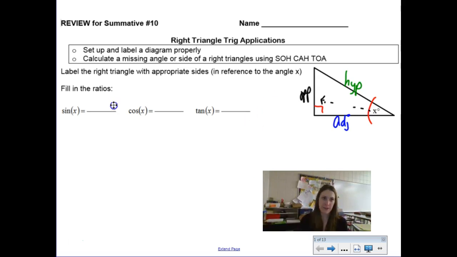So the ratios that I'm asking you to fill out here, and you can abbreviate: sine is opposite over hypotenuse. Cosine is adjacent over hypotenuse. And tangent is opposite over adjacent.